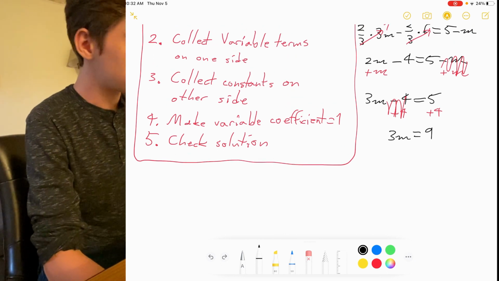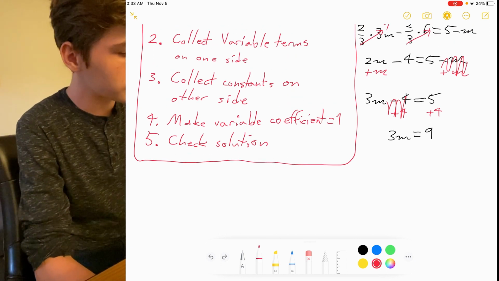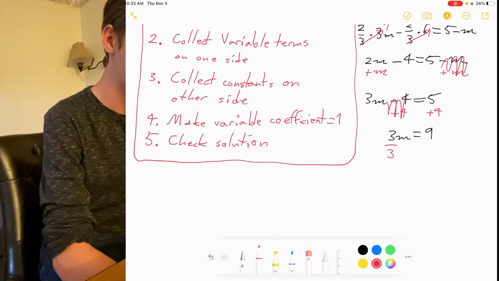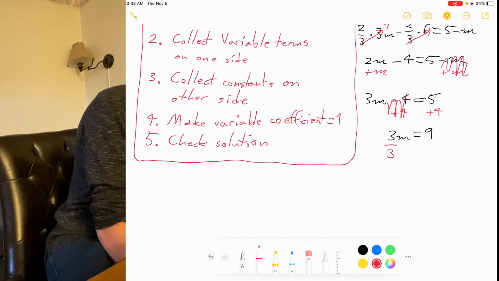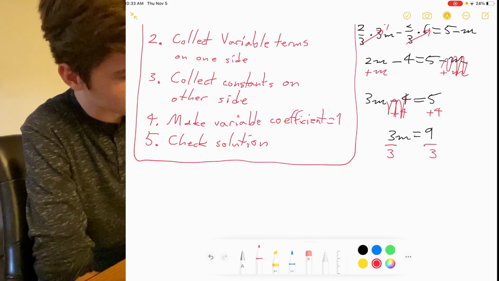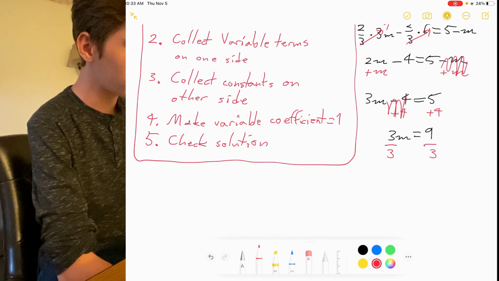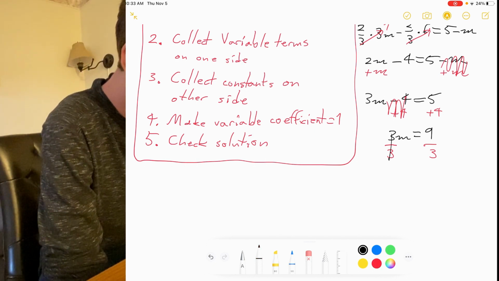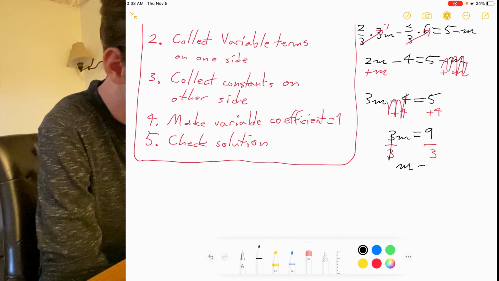And we want to make that equal to 1. And so to do that, this is a multiplication, so we're going to have to divide by 3 to make that a 1. And if we're dividing by 3 on the left side, we also have to do it on the right side. And so now this 3 and 3 is going to make a 1, which is just going to be m.